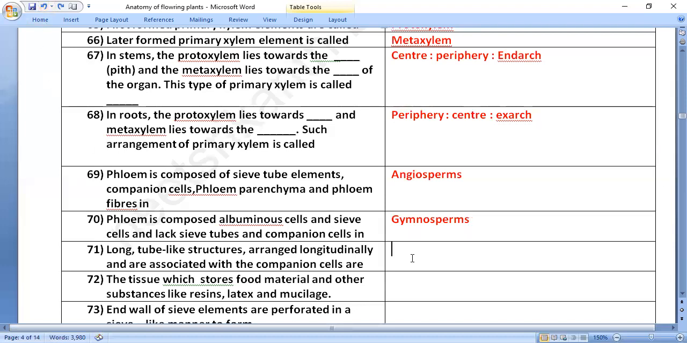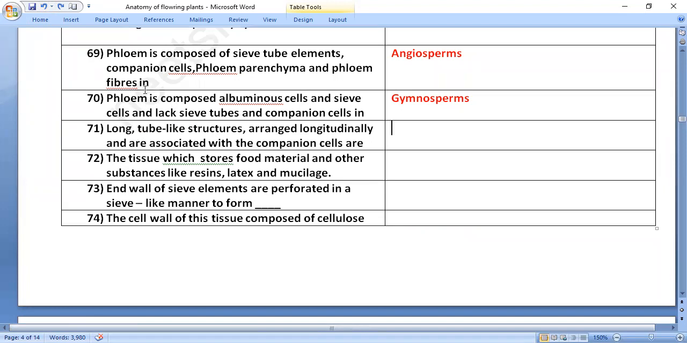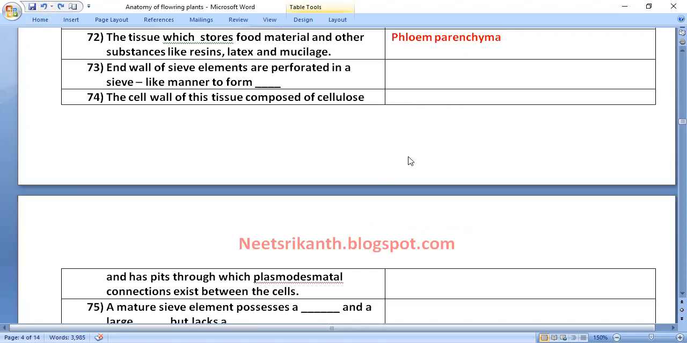Long tube-like structures arranged longitudinally and associated with the companion cells are sieve tube elements. End walls of sieve elements are perforated in a sieve-like manner to form sieve plates. Phloem parenchyma is the tissue which stores food material and other substances like resins, latex, and mucilage. Its cell wall is composed of cellulose and has pits through which plasmodesmatal connections exist between the cells.